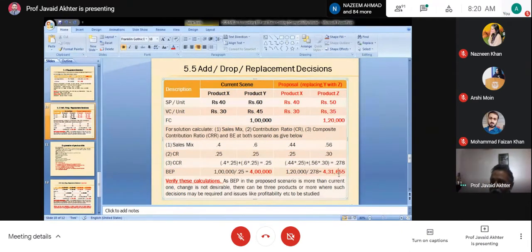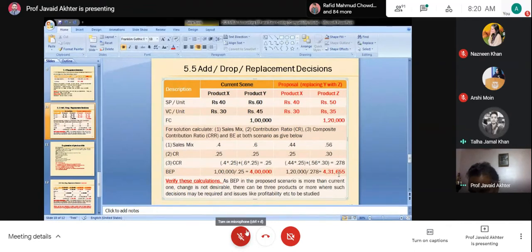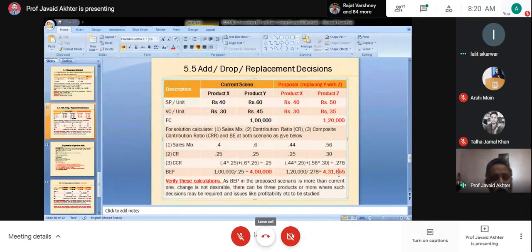4 lakh. If your break even in both scenarios is the same, what will be your decision? Continue with the current one. Continue with the old one. Yes. Okay. Any other answer or any other reason for that?